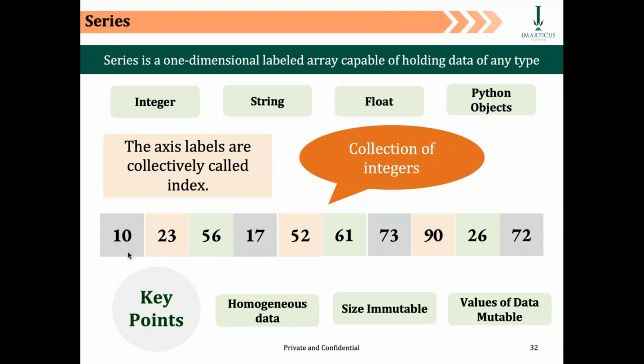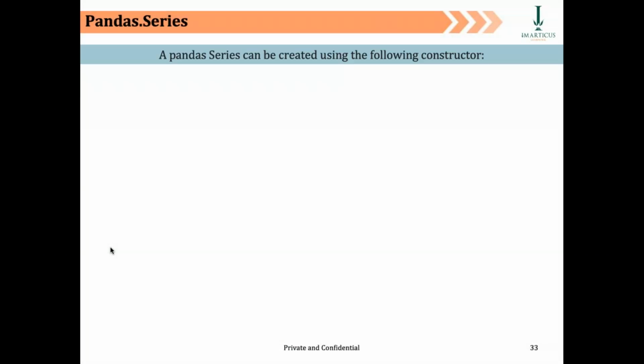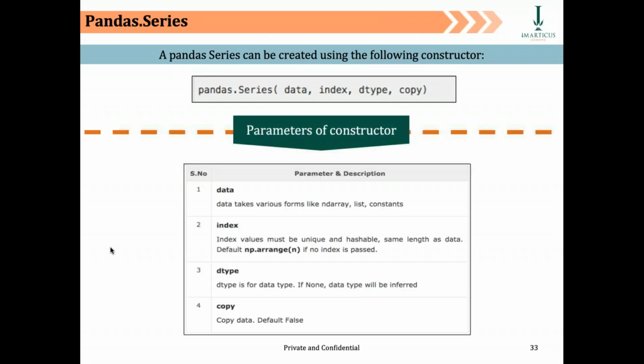So the key takeaways from this: it can hold a homogeneous type of data. Series is size immutable, but the value of the data is mutable, you can change it. Great, thank you, Mahendra.